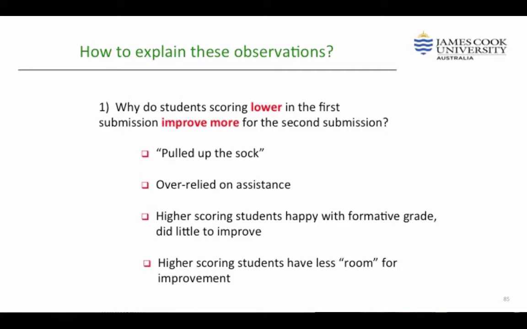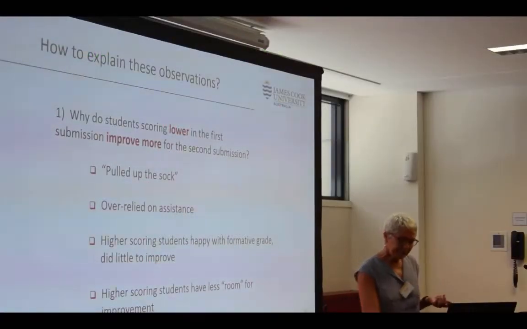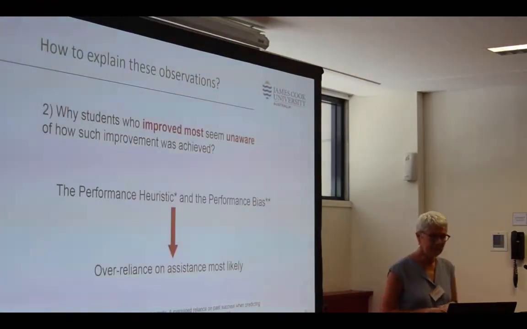Now we also have to remember that the shape of the curve can also be influenced by the fact that the higher scoring students are happy with their formative grade and did very little to kind of bump it up, and they weren't really aware as to how they even got the good grade to start with. And then, of course, the higher scoring students, you get a HD, there's not much room to improve. So you might improve 5%, but you're not going to improve a hell of a lot more. So these can also weight the slope.